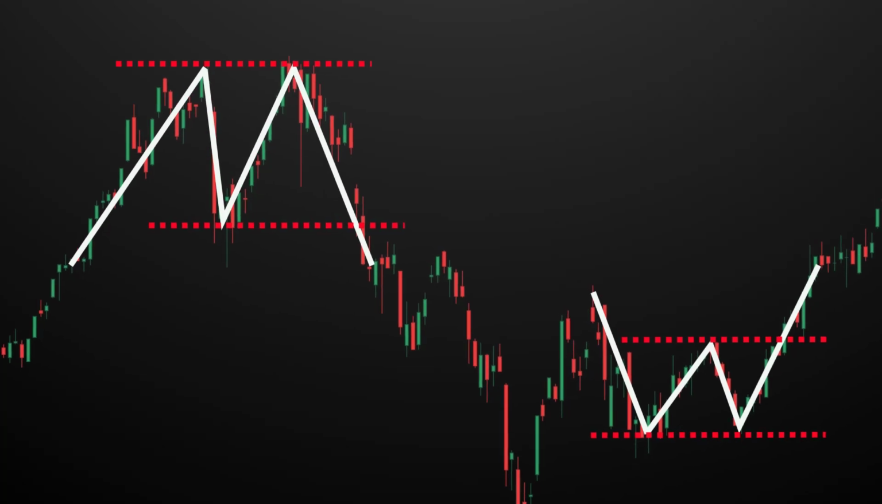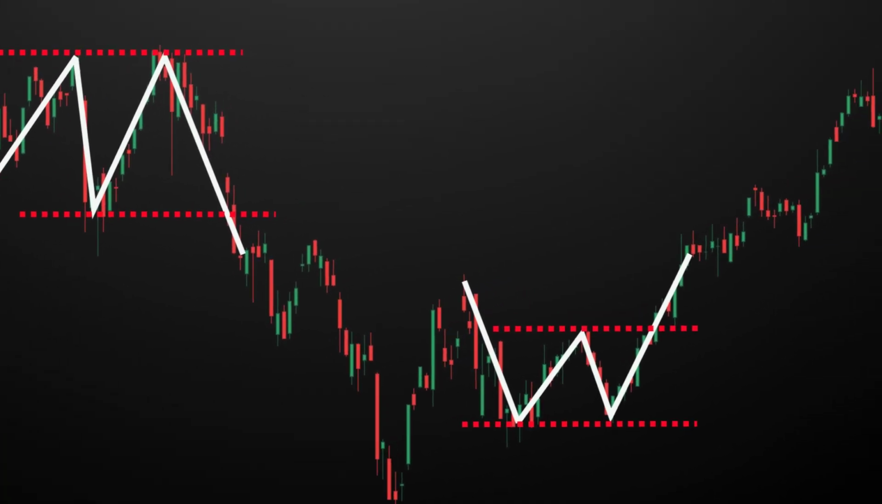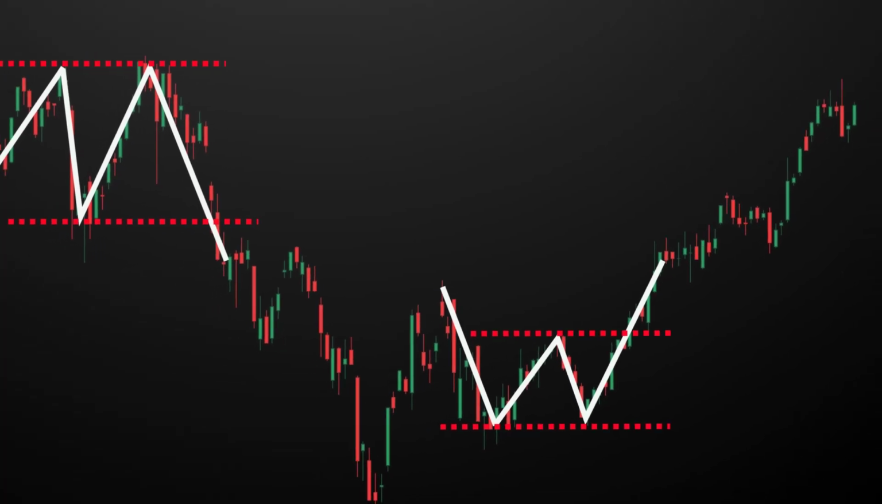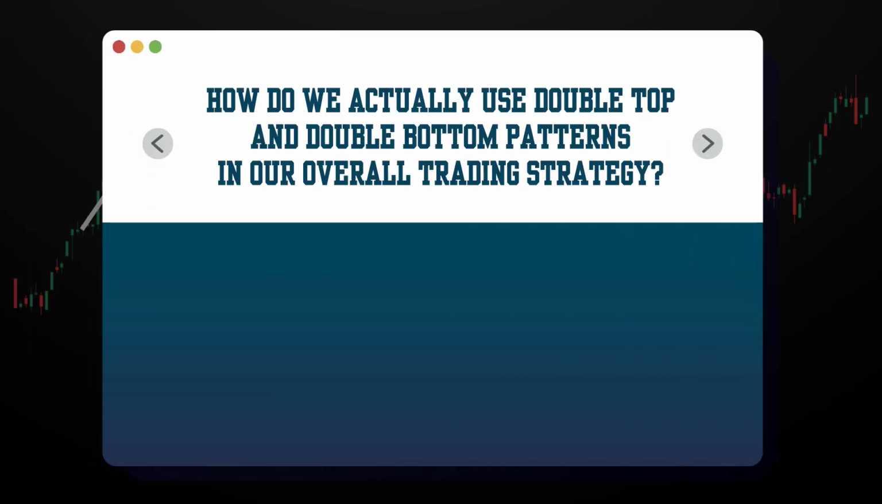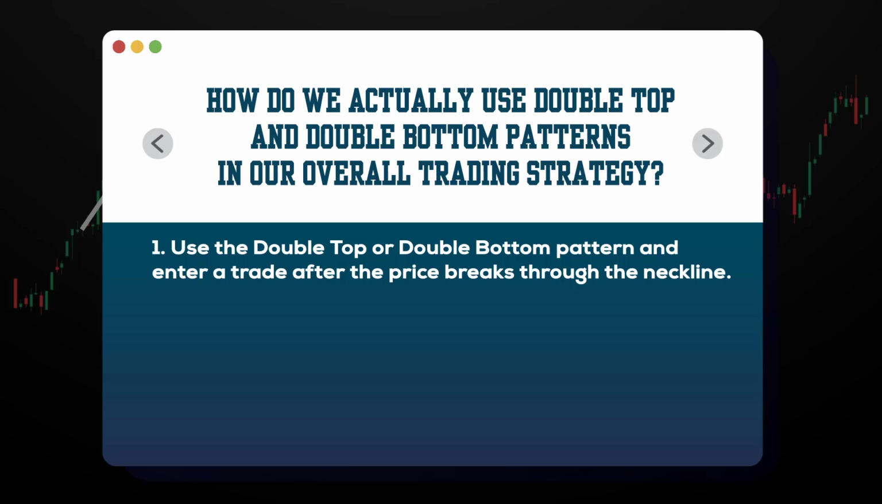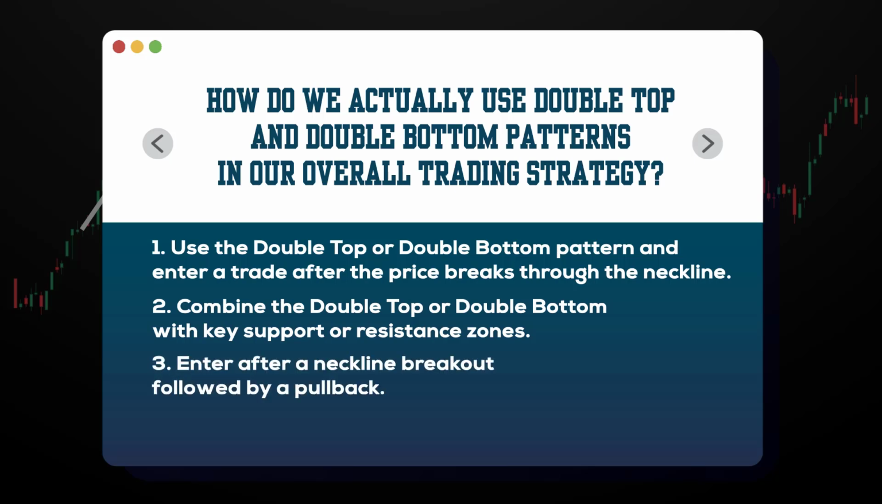Understanding the price behavior behind these two patterns leads us to the next question. How do we actually use double top and double bottom patterns in our overall trading strategy? There are three common methods to trade these patterns. 1. Use the double top or double bottom pattern and enter a trade after the price breaks through the neckline. 2. Combine the double top or double bottom with key support or resistance zones. 3. Enter after a neckline breakout followed by a pullback.